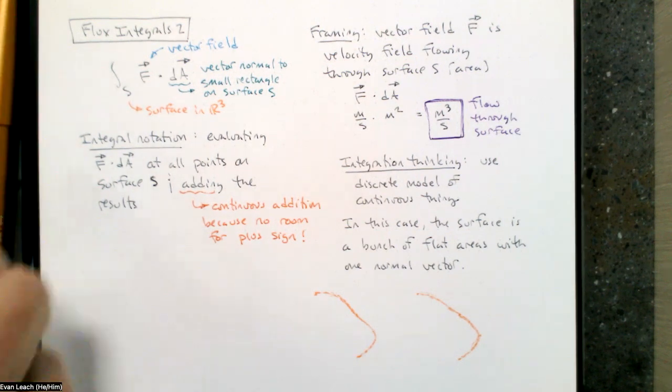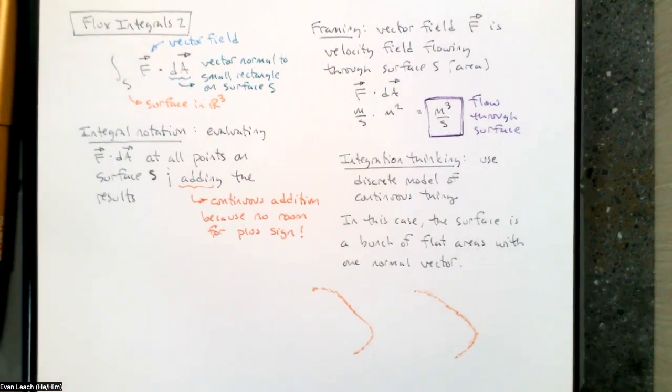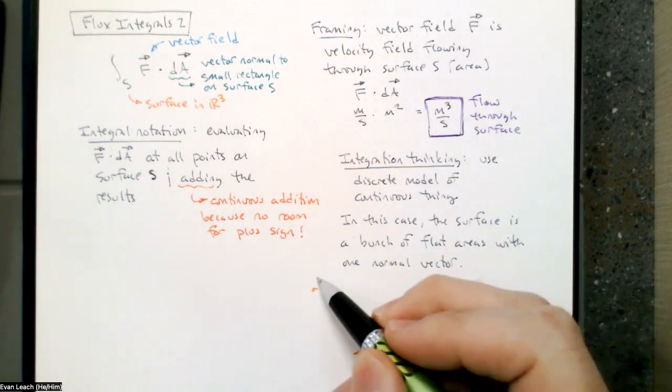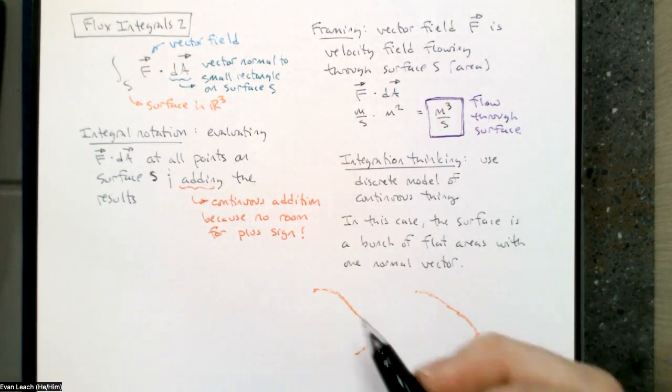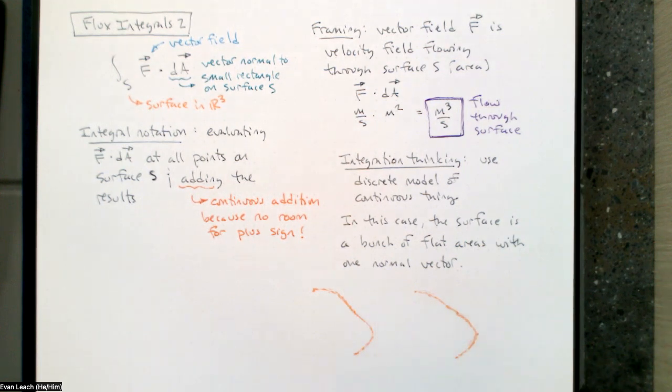This is the game that we always play in calculus. I want to add up a bunch of stuff over a continuum, and I need a mechanism for making addition. I need a place to put the plus signs. So instead of looking at this curved surface where the normal vector is continuously variable, think about a bunch of normal vectors along this surface. The normal vector is continuously variable.